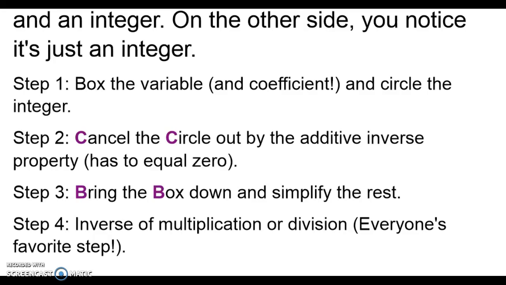Step 3 says you have to bring the box down and simplify the rest. Notice that the word bring and box both start with B. I've bolded them and put them in purple. Step 4, you're going to take the inverse of multiplication or division, which I like to say is everybody's favorite step. So while this is a lot, bear with me. Let's take a look at an example.